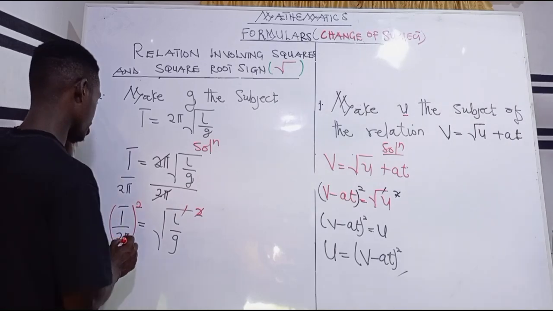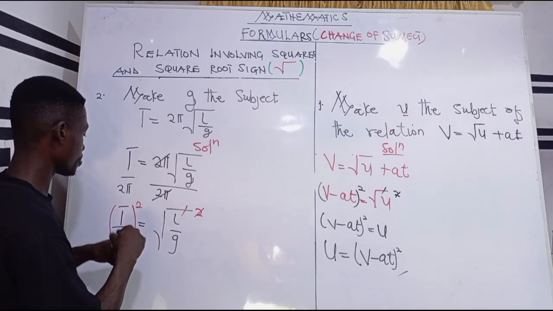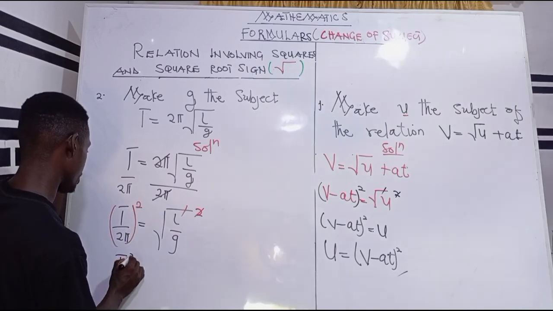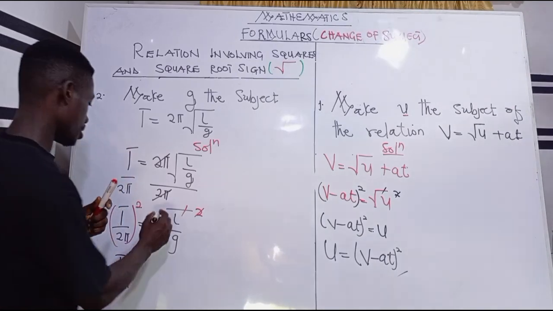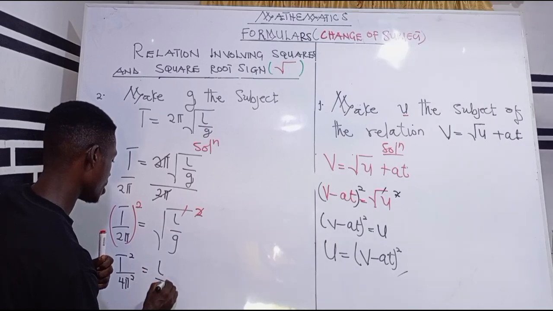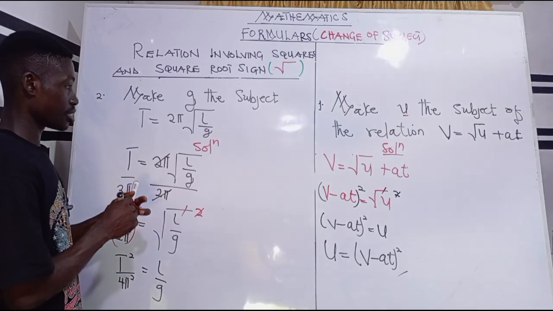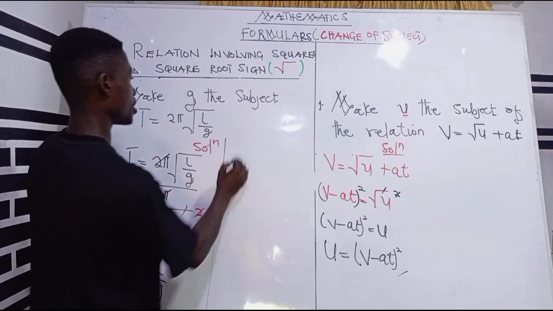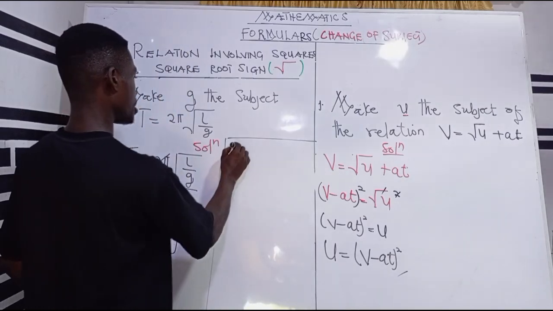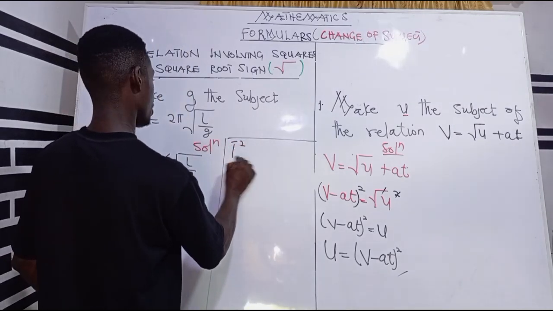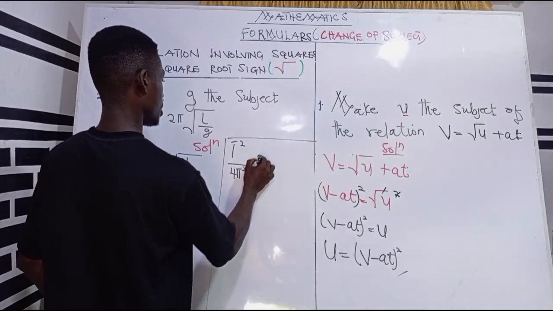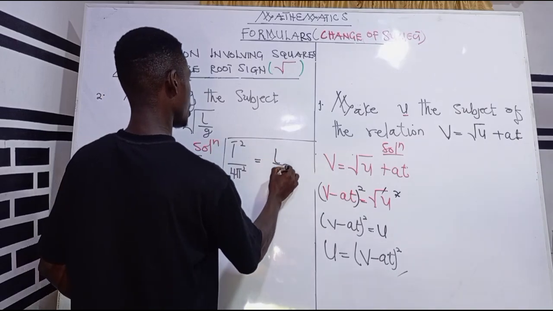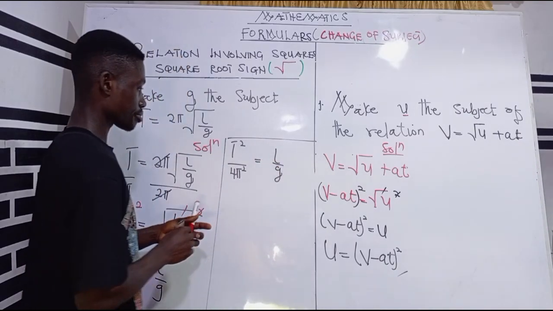So we are going to be left with t squared all over 4 pi squared is equal to L all over G. So let's continue from here. So we have t squared all over 4 pi squared is equal to L all over G.